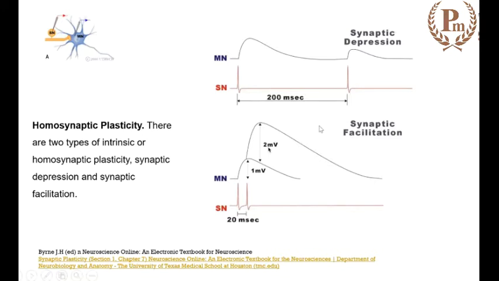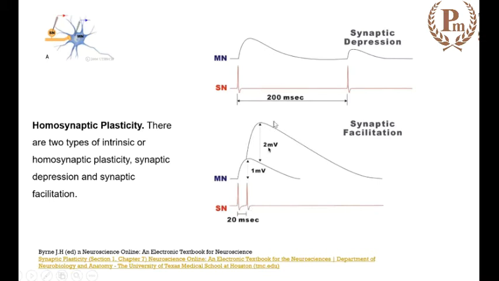Now, what is synaptic facilitation? Let's first see how we get this synaptic facilitation. Suppose we have given the first impulse. When we gave the first impulse, we got a response. Okay, fine. Then we gave a small gap of 20 milliseconds. Then we gave another impulse. Here, what is the factor that you have to see? What is the difference here and here?